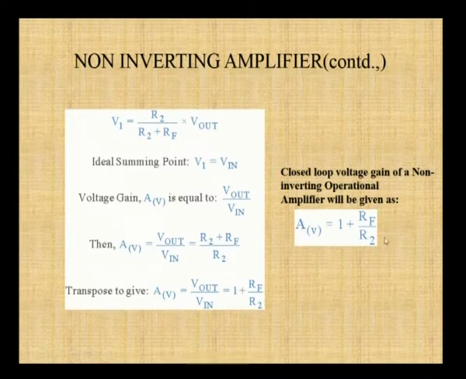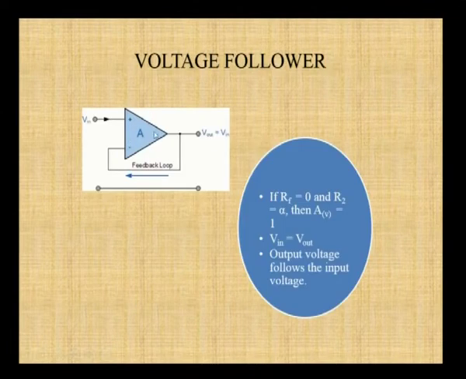So if this part Rf by R2 is 0, then we can get V out is equal to V in. So how can we make this as 0? See here, if Rf is equal to 0 in the circuit, we are making Rf as a short circuit, and if R2 is equal to infinite, we are making the R2 path as open loop. If it is infinite, we are considering that path as an open loop circuit.